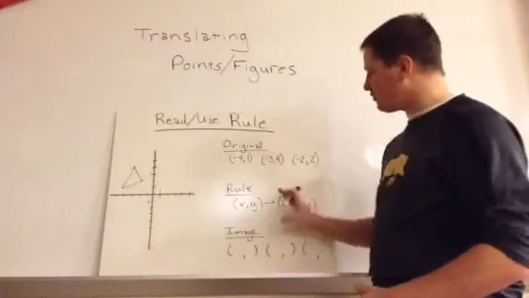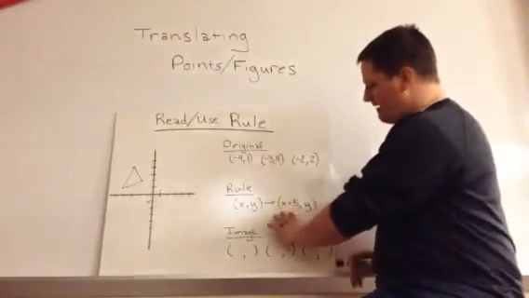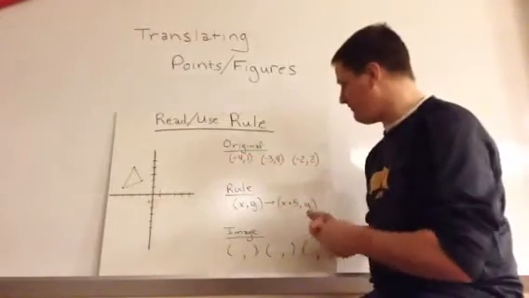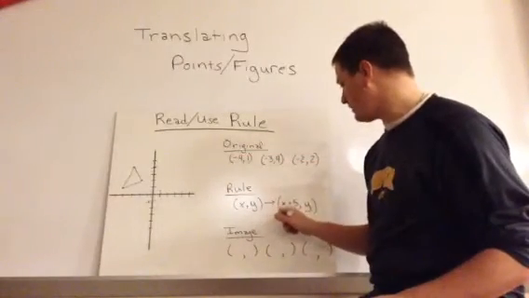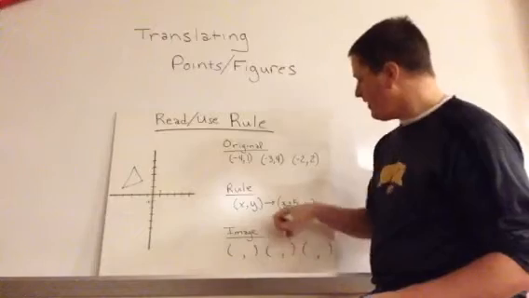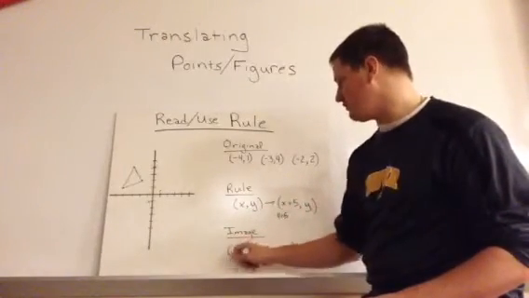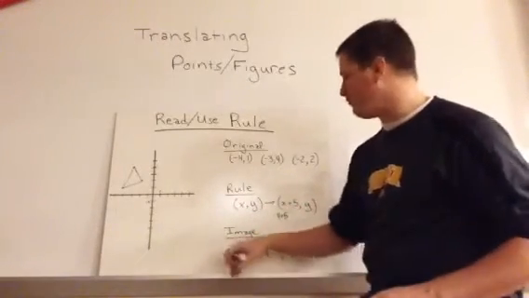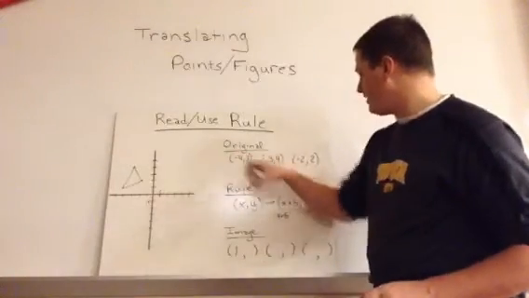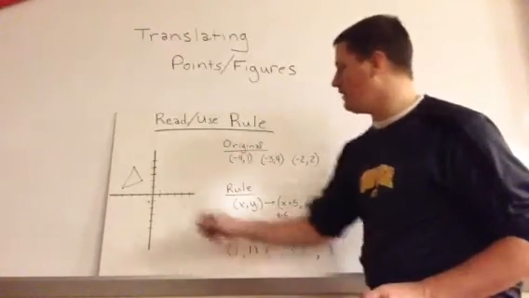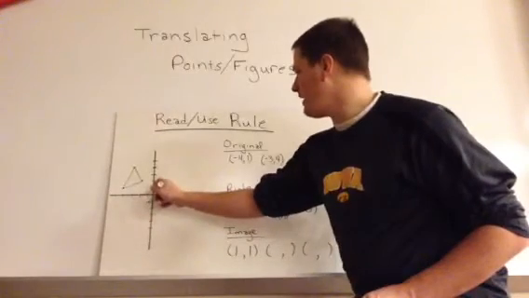So I'm going to do this rule to these. So I have x plus 5. So I'm going to take -4 plus 5. So -4 plus 5, that is going to give me a positive 1. So my image is going to have a first x value of 1, and the y value says keep it exactly the same, so this one's going to be at (1, 1). So I can put a point right here at (1, 1).